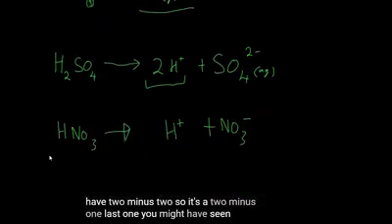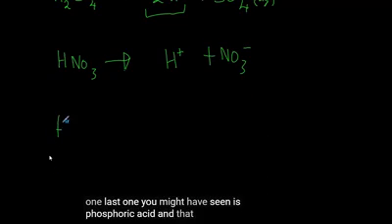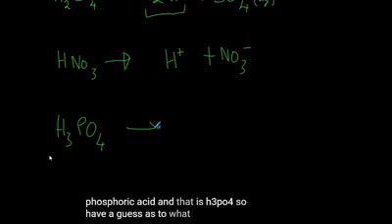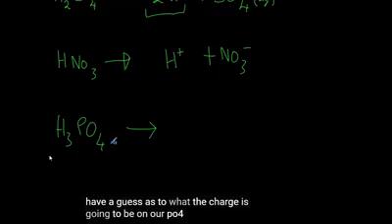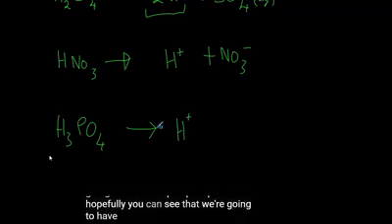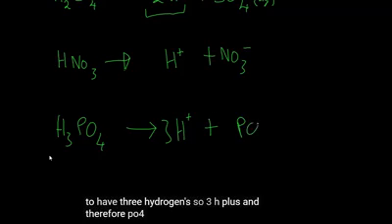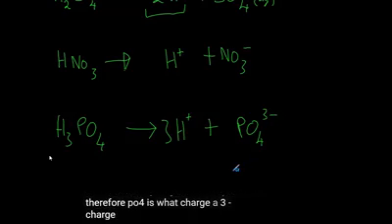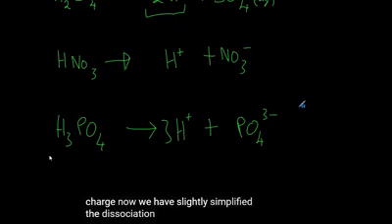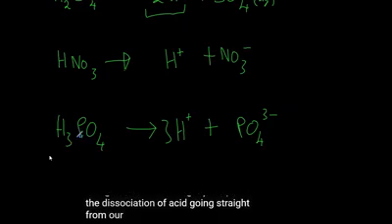One last one you might have seen is phosphoric acid, and that is H3PO4. So have a guess as to what the charge is going to be on our PO4 phosphate ion. Hopefully you can see that we're going to have 3 hydrogens, so 3H plus, and therefore PO4 is what charge? A 3 minus charge.